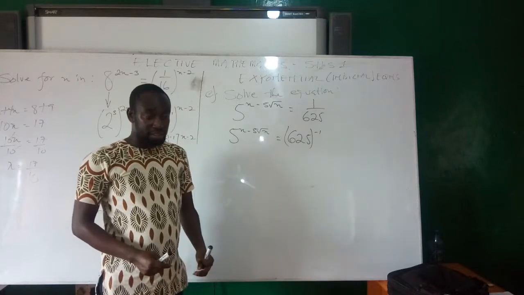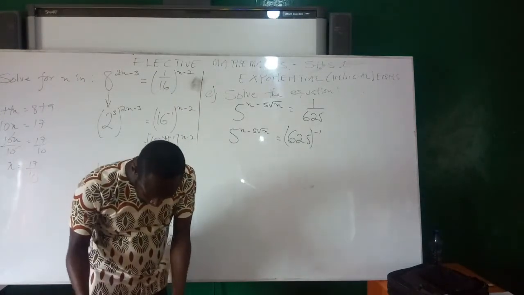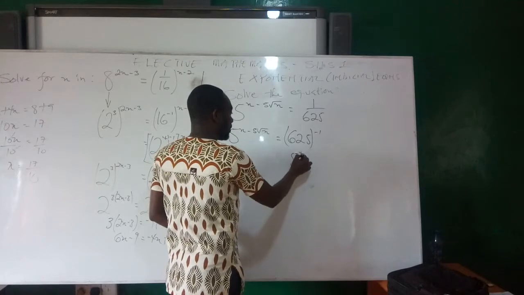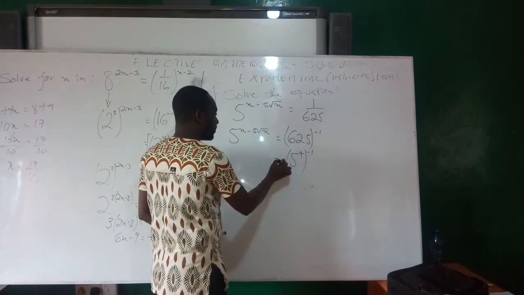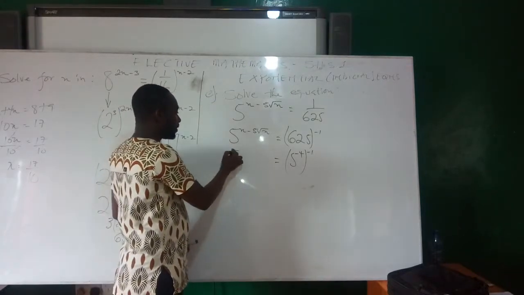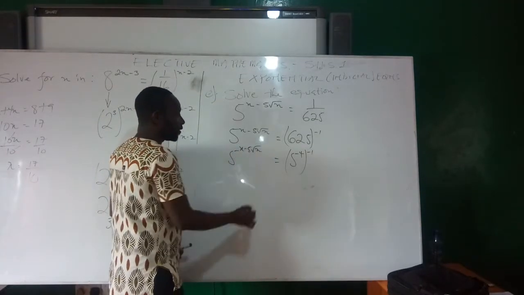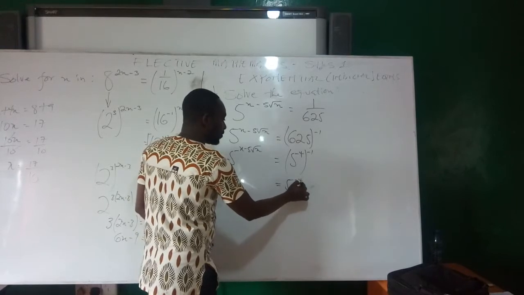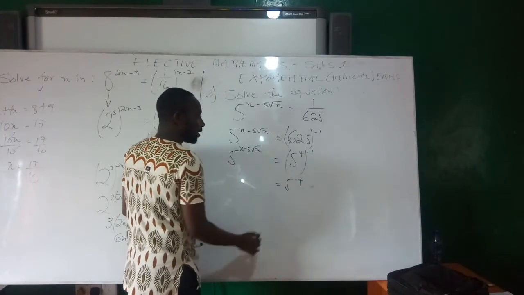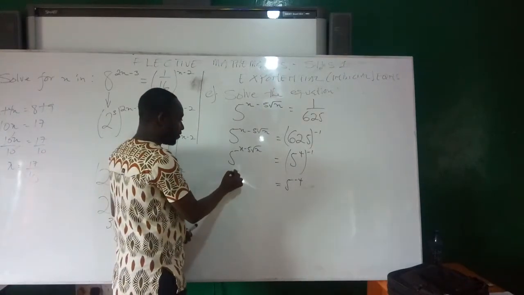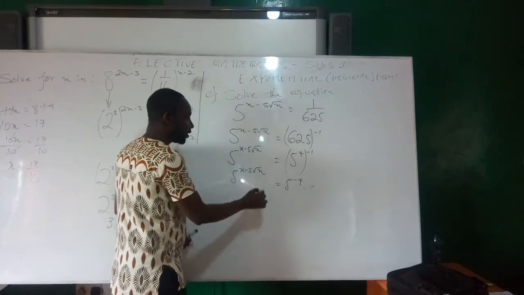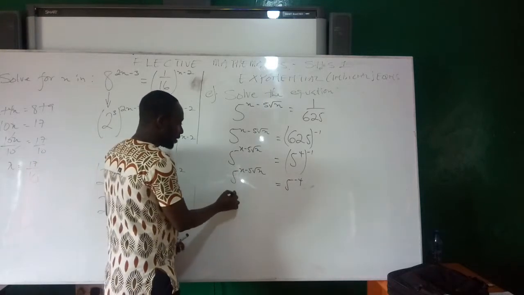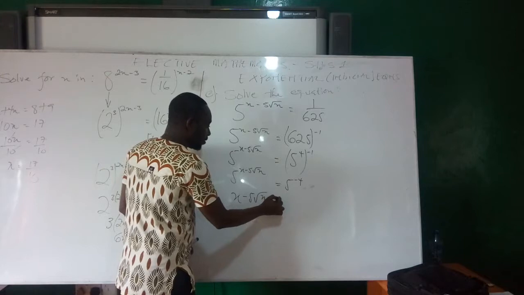Now 625 is the same as 5 exponent 4. So we can write this as 5 exponent 4, then exponent negative 1 here. Now this is also the same as 5 exponent x minus 5 root x. So simplifying the term over here, we have 5 exponent negative 4, because positive 4 times negative 1 will give us negative 4. Then we have 5 exponent x minus 5 root x. Now here too, we can state that the bases are the same, so we equate the exponents. So we write this as x minus 5 root x equals minus 4.